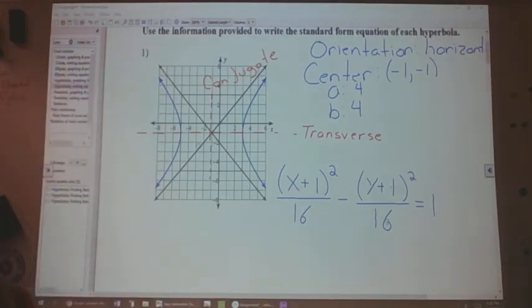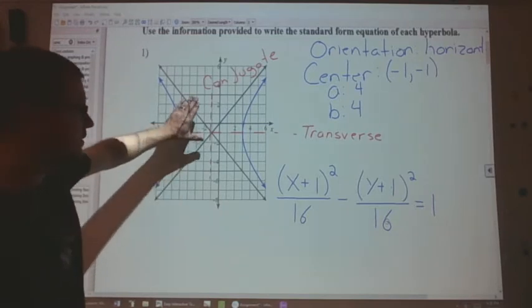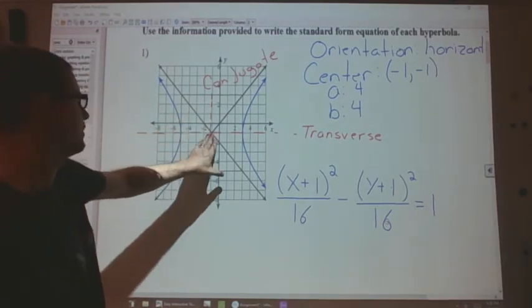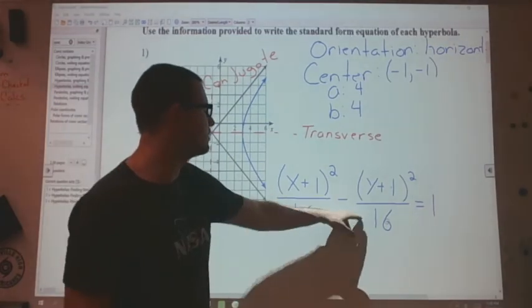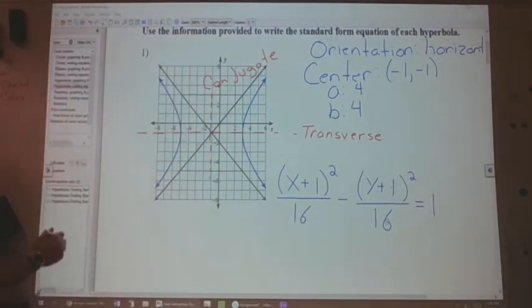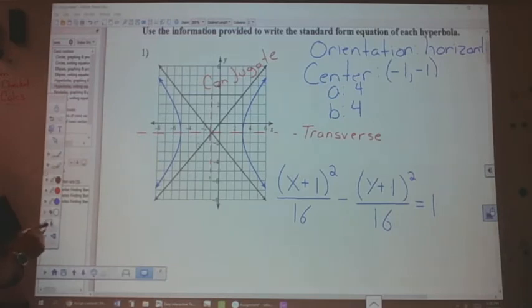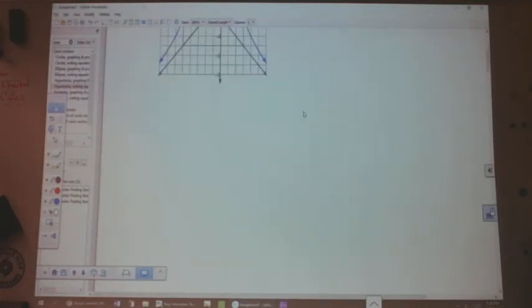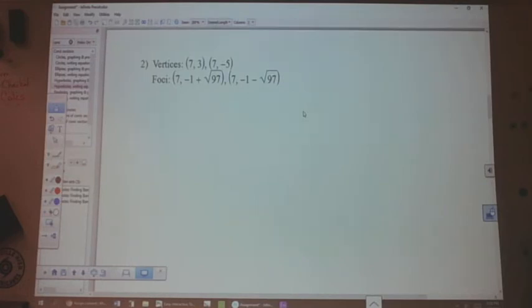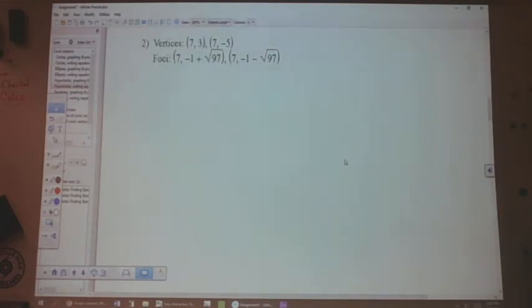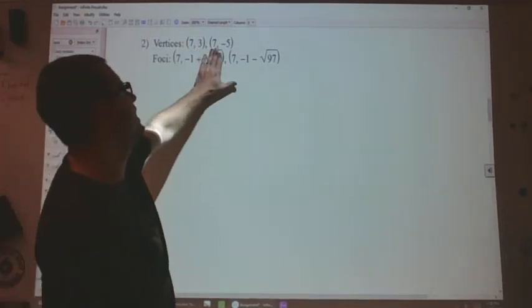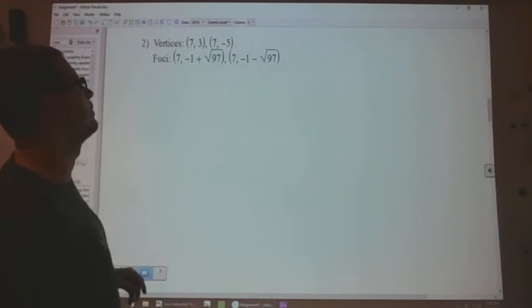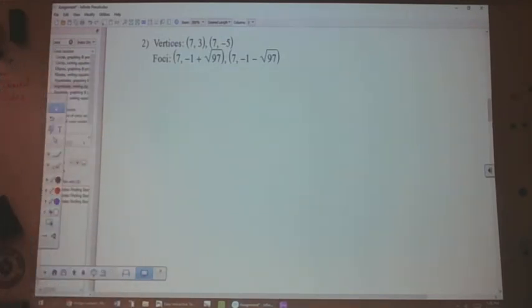Okay. All right. Now, if they give me the graph, it's pretty easy. I just look. Well, there's a center, there's the radius to the horizontal, there's the radius to the vertical. So I've got that. What if instead of a nice picture, they give us a description of the hyperbola, some amount of information about its features. In this case, its vertices and its foci. Vertices at (7, 3) and (7, -5). Foci at (7, -1 plus root 97) and (7, -1 minus root 97).